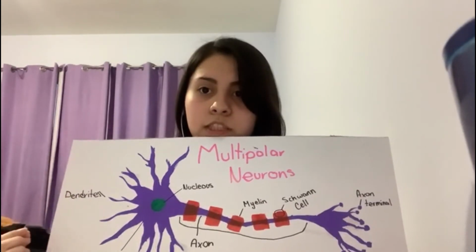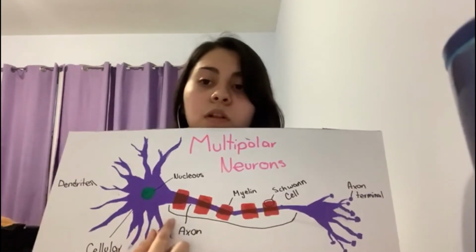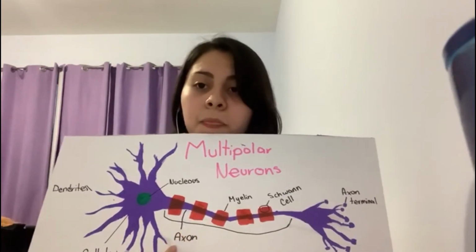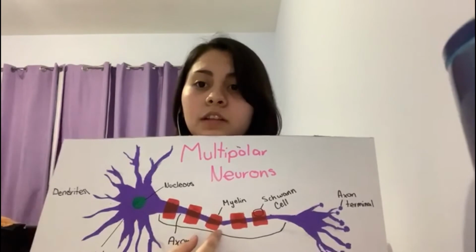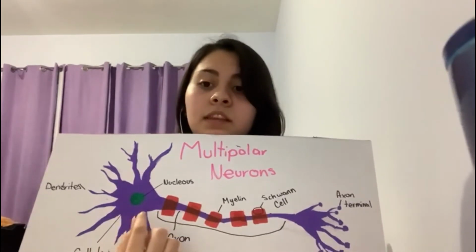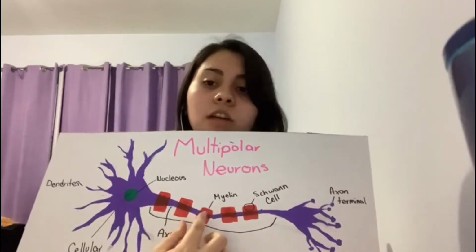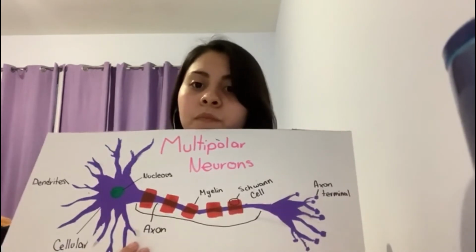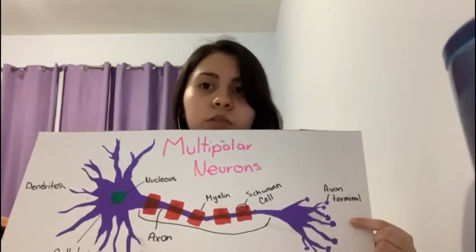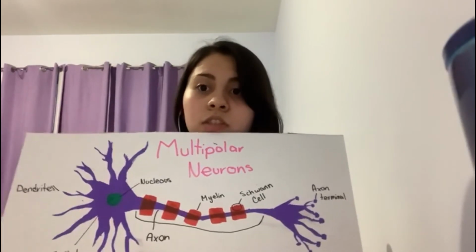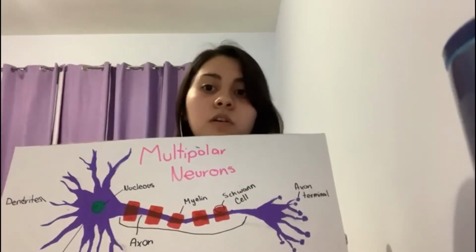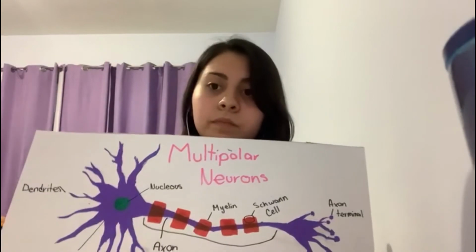These are going to receive the information and transmit it all the way through the axon, where we have the Schwann cells that produce myelin, which is a substance that helps us conduct the information to the axon terminal, where it is going to be sent to another neuron and so on and on until we reach the brain or a receptor neuron.